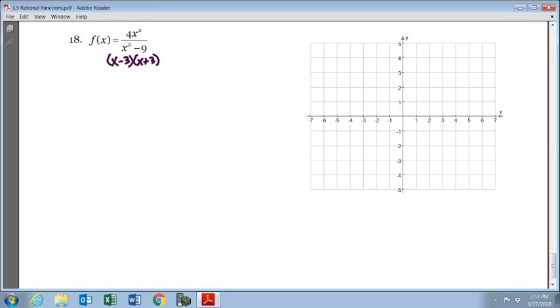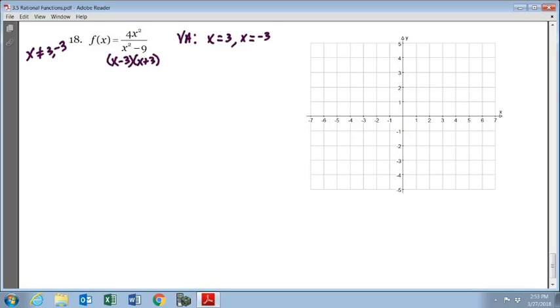And so we can see that our restricted values, or the values that cause our denominator to be 0 and make us undefined, would be 3 and negative 3. So those are the restricted values, and what we learned is that's where we're going to have our vertical asymptotes. So at x equals 3 and x equals negative 3 are the vertical asymptotes for this graph.